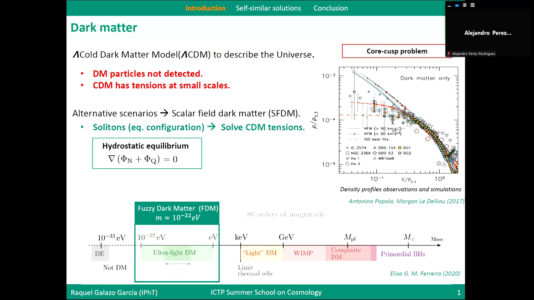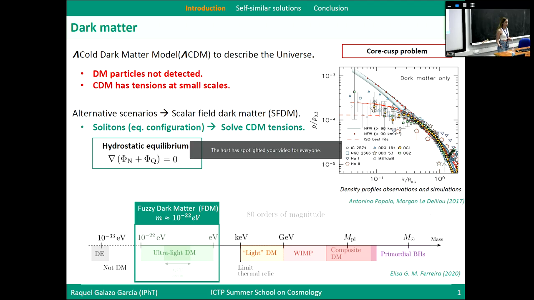We have rich evidence that dark matter exists, of course, mainly of its gravitational effects. And with all of this evidence, cosmologists came up with the model called lambda cold dark matter to describe our universe. However, even if this model has had a lot of success at large scales, it has some tensions at small scales, and the preferred scenario since the 80s, which was WIMPs, has still not been detected. So this has revived interesting alternative scenarios, including the possibility that dark matter could be associated with a scalar field. And the point of these scalar field dark matter models is that they are able to form equilibrium configurations, called solitons, that manage to solve some of the CDM tensions.